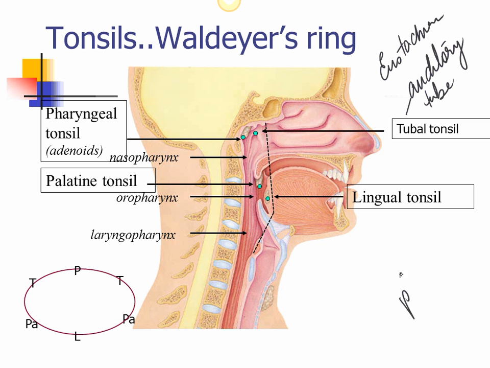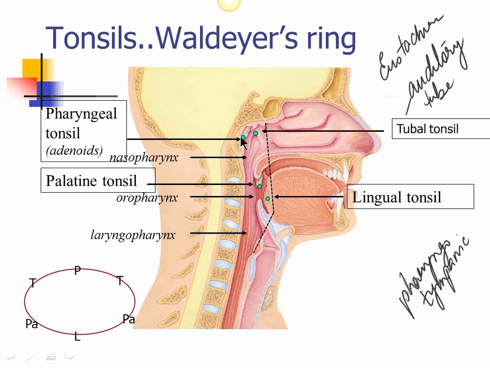Auditory tube or eustachian tube, or also called pharyngotympanic tube. This is a really good name, pharyngotympanic, because it connects this nasopharynx to the middle ear cavity. That's why it's called pharyngotympanic. Nasopharynx to middle ear cavity. Pharynx to tympanum is the middle ear. So this lies over the tube, eustachian tube.